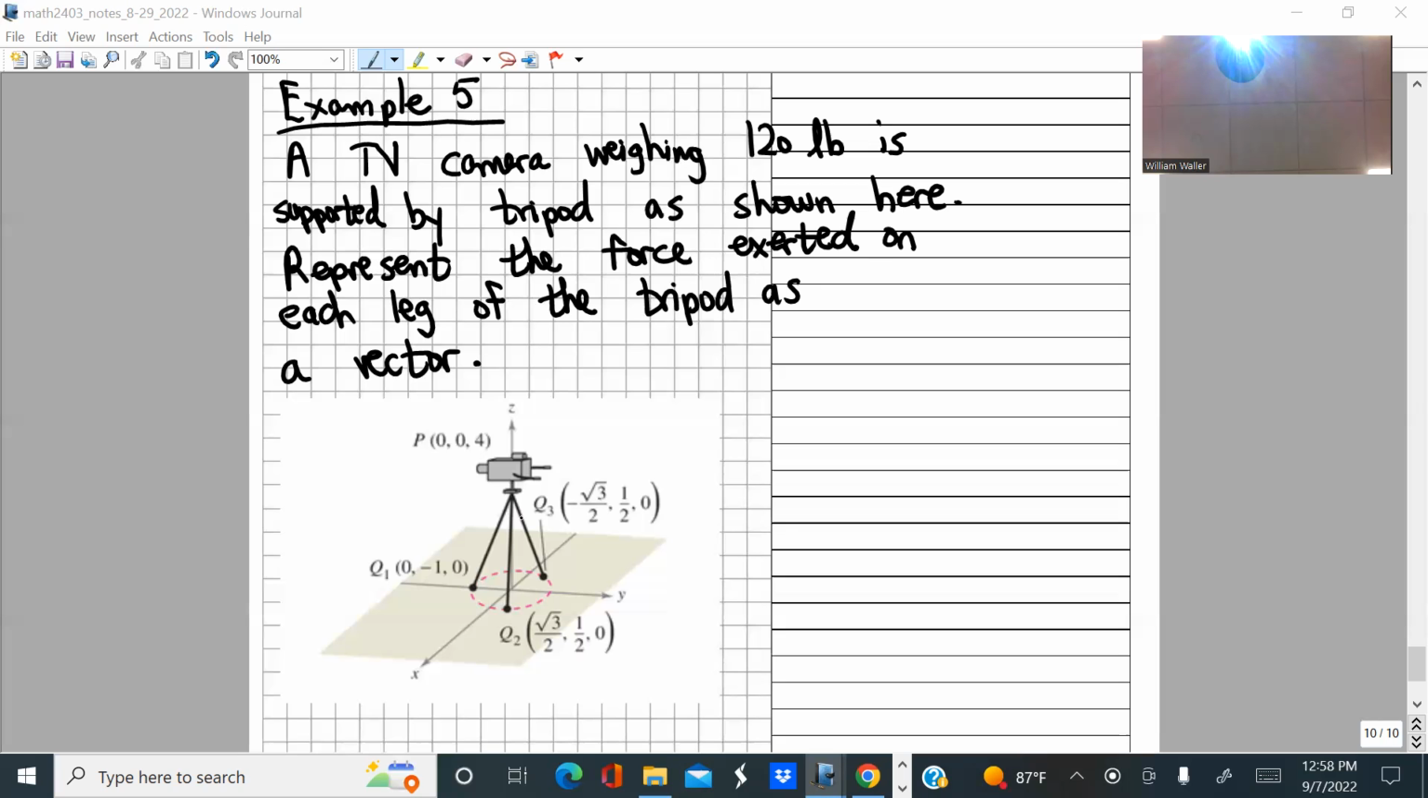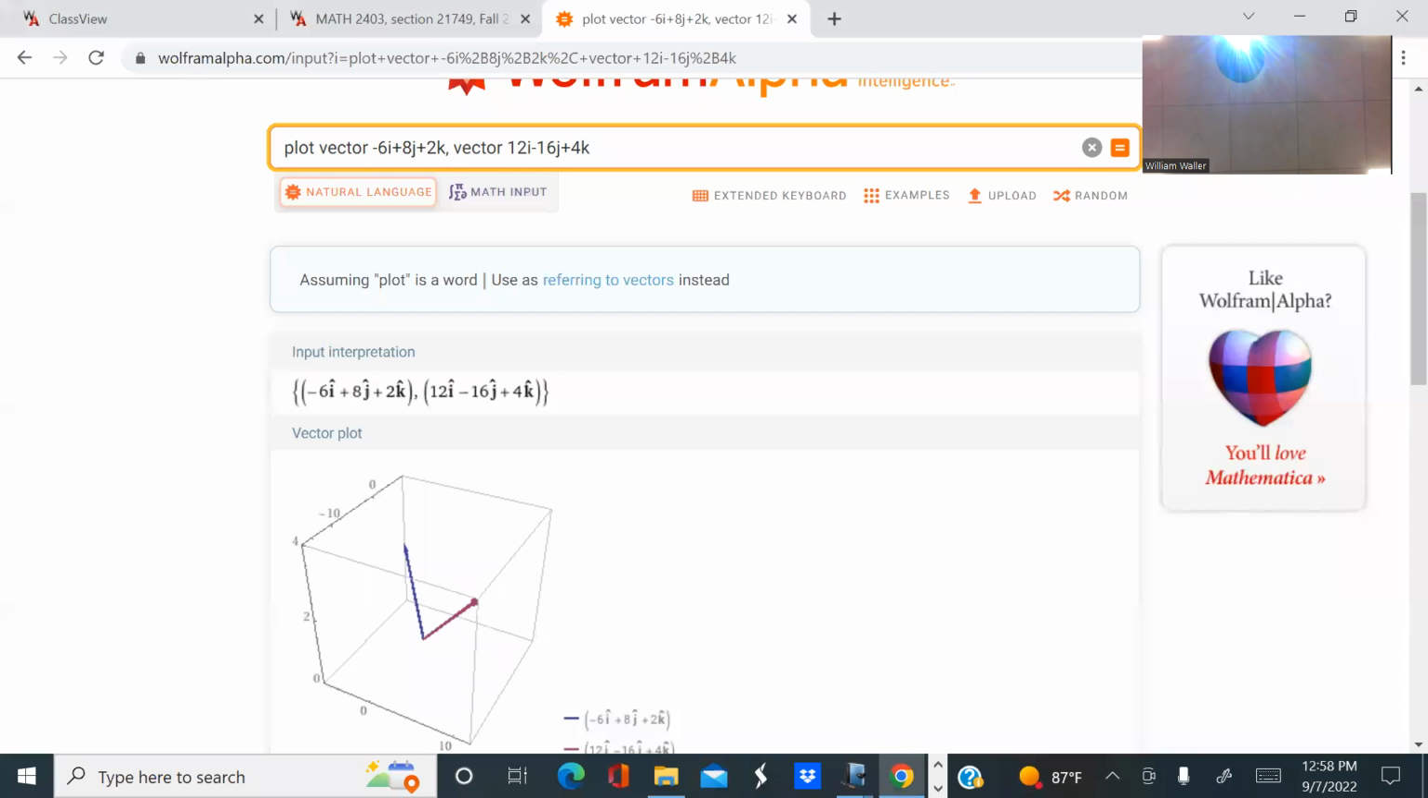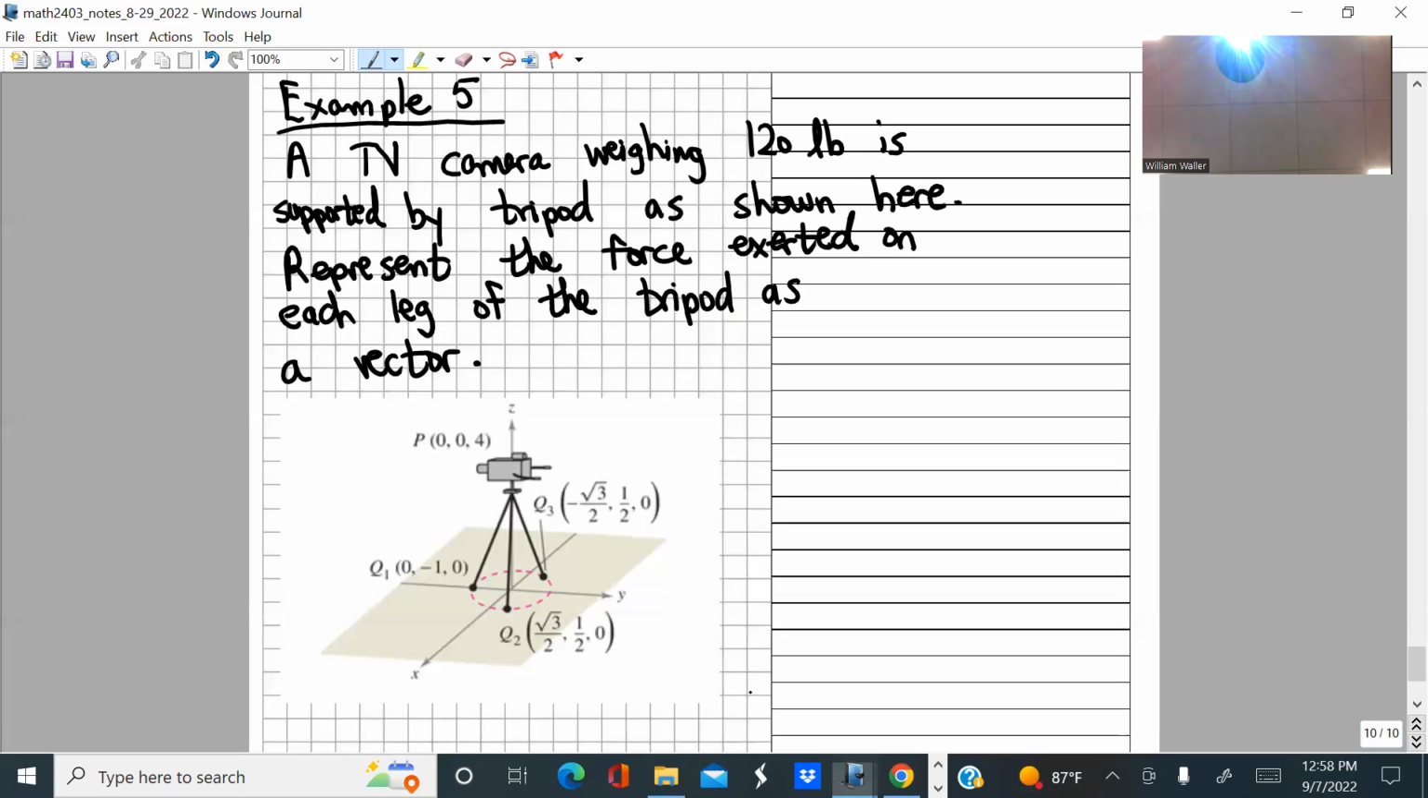All right, now, however, you are correct. Gravity is indeed pulling the camera straight down. That's the way gravity works, right? So the camera is being pulled straight down with a force of 120 pounds.